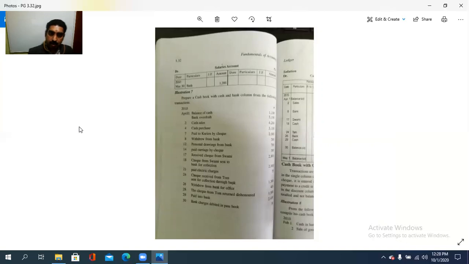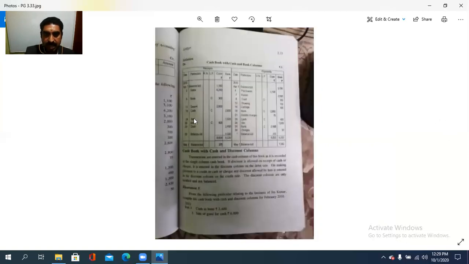Then okay, and paid into bank. Paid into bank in the sense means deposited into the bank, isn't it? So 2,450 that is deposited, bank account debtor to cash. So bank account debtor to cash in the bank column and by bank in the cash column. So that is the case. See, to cash in the bank column and by bank in the cash column.